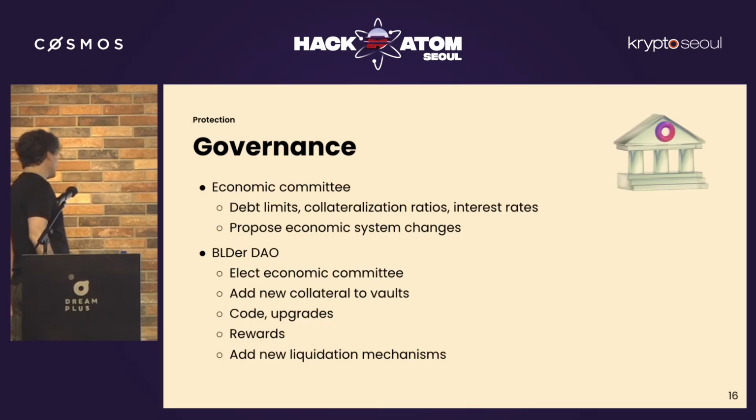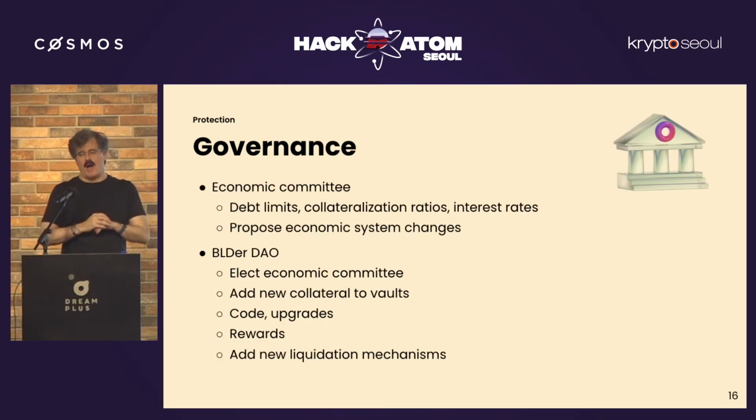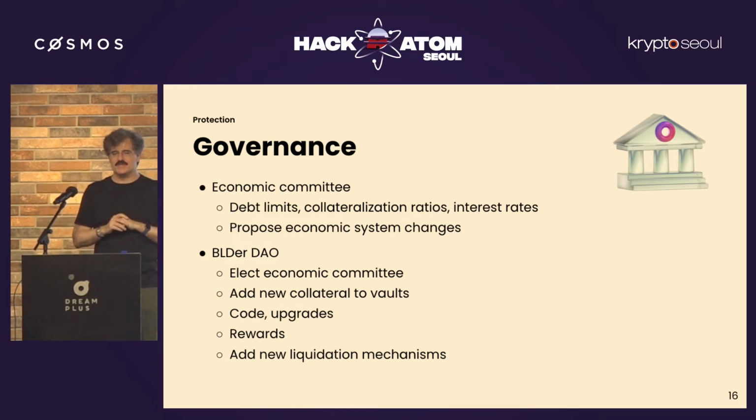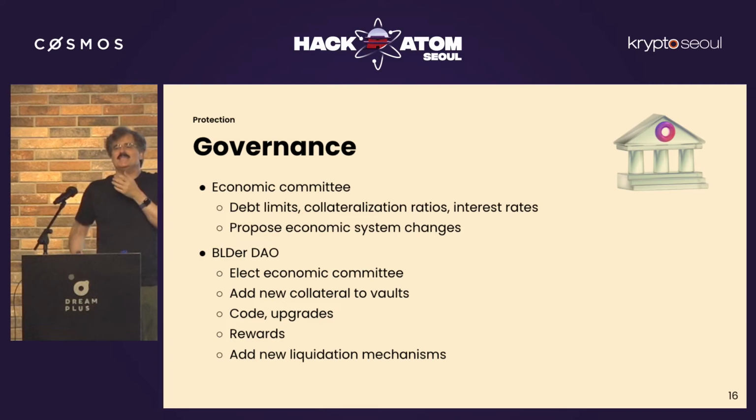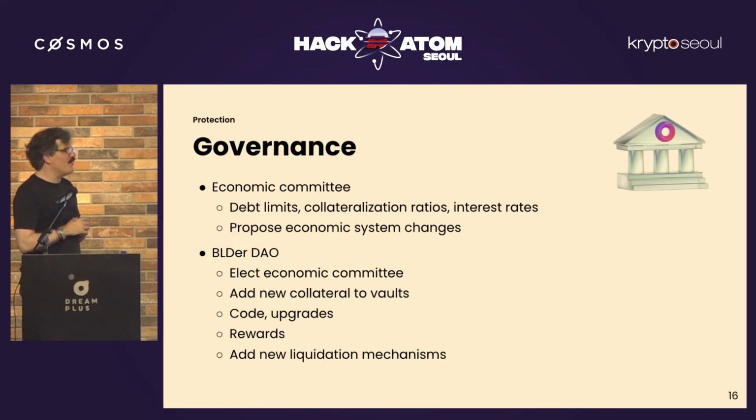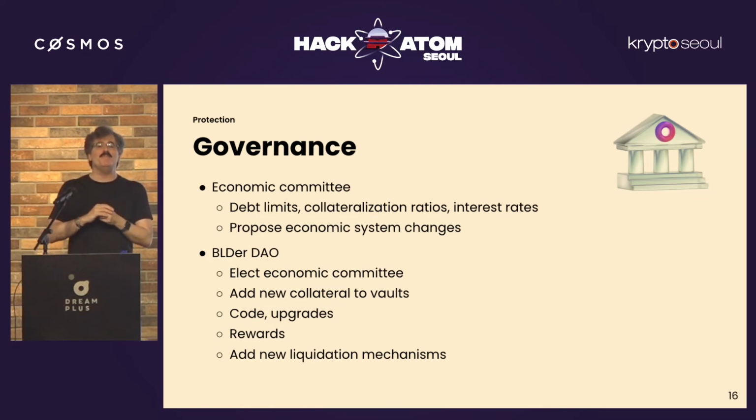Okay, all of this is managed by governance, of course. There are 2 levels of governance. There's the day-to-day detail: is it a 160% liquidation threshold or a 180% liquidation threshold? Is the interest 1%, 2%, half a percent, what is it, right? Those are administered by an economic committee that is effectively elected by the BLD stakers, by the Builder DAO.